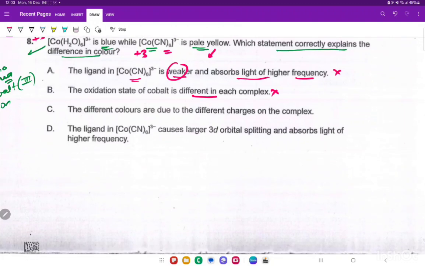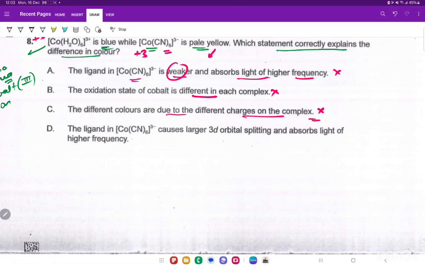The oxidation state is the same. The option that different colors are due to the different charge on the complex ion is wrong. The option that the charge on the complex ion is the same is also wrong. If I look at the charge, it's 3 minus and 3 plus, so this also does not control the color. Charge on the complex ion does not control the color.